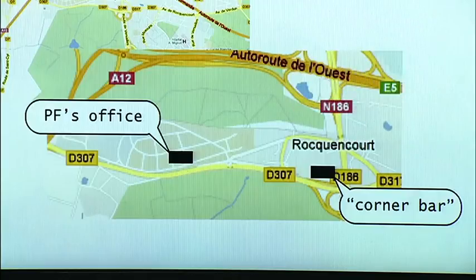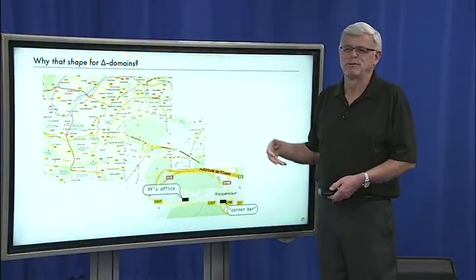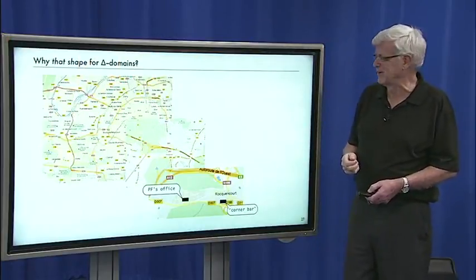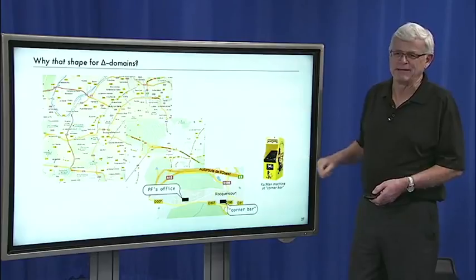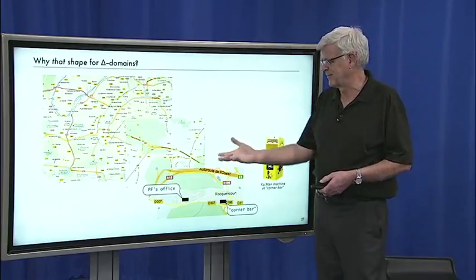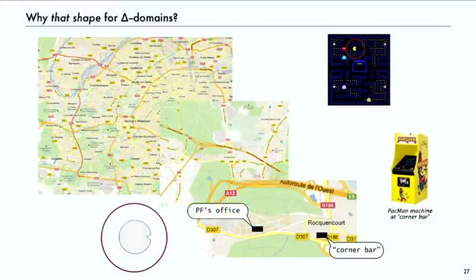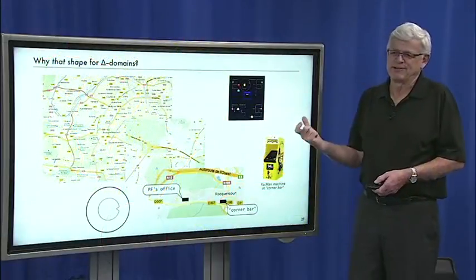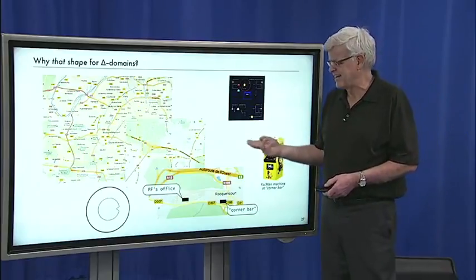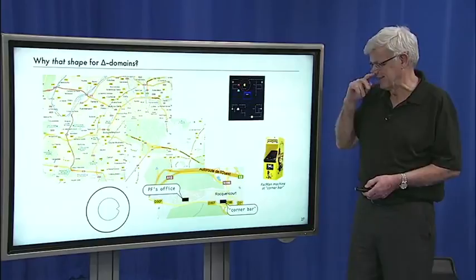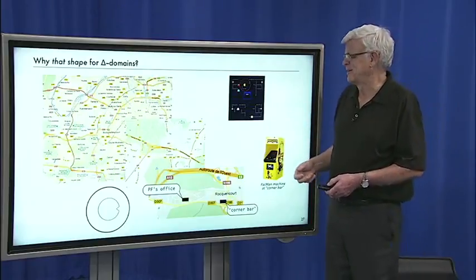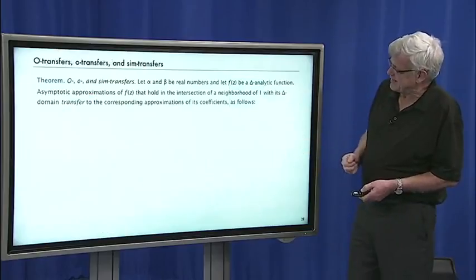A little bit down the road, there was a place called Corner Bar. Maybe many of you are too young to remember the 80s. Philippe often would go to Corner Bar for a quick beer. And at Corner Bar, there was a Pac-Man machine. At that time, that was quite a novelty, and people spent many hours on the Pac-Man machine at Corner Bar, having a beer and a smoke. Now Andrew Odlyzko, who's the co-author of this paper, denies that that's where the shape came from, but I know Philippe too well. So I'm sure he was persuasive. All right, so back to the math.